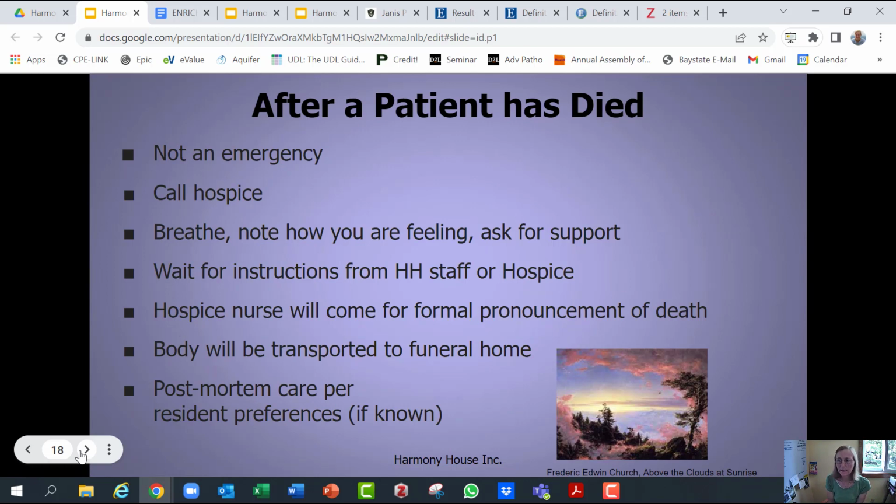After a patient has died, again, not an emergency, hospice needs to be notified, thinking about how this is impacting you as a person. And then you're going to wait for instructions from the staff or the hospice agency. When a patient has died, hospice will make a visit to come for a formal pronouncement of death, and the body will be transported to the funeral home. And postmortem care, or care after a patient has died, is based on the resident preferences, if that's known. But that's not something you would be responsible for providing without instruction from either the Harmony House staff or the hospice agency.